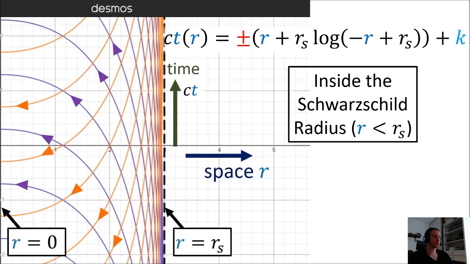All of these geodesics point towards the black hole's singularity at r equals 0. This means that, if light gets inside the black hole's event horizon, it is a mathematical impossibility for light to get outside again. Every single light-like geodesic inside the event horizon travels into the singularity no matter what.